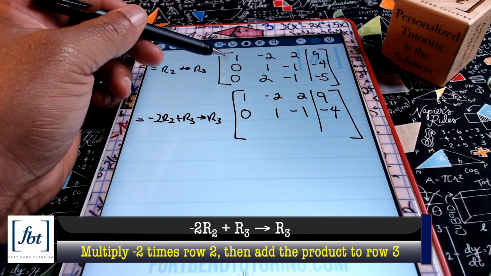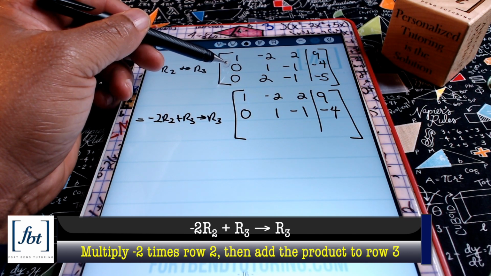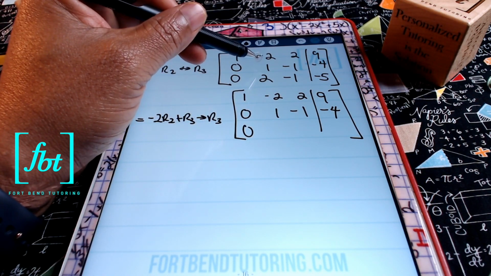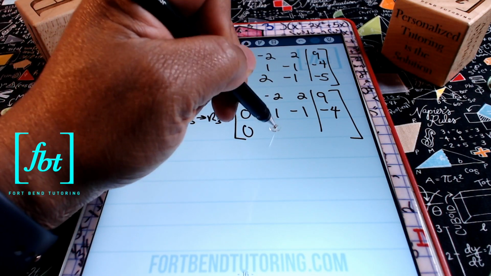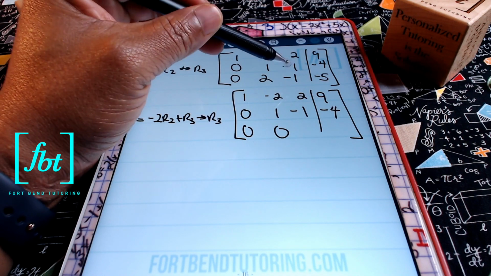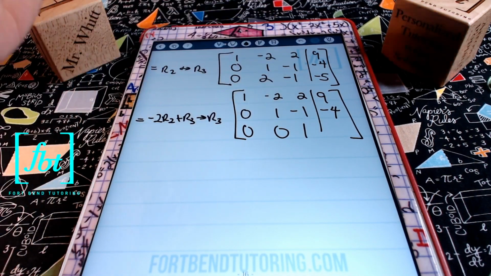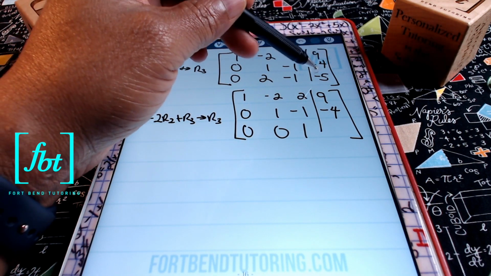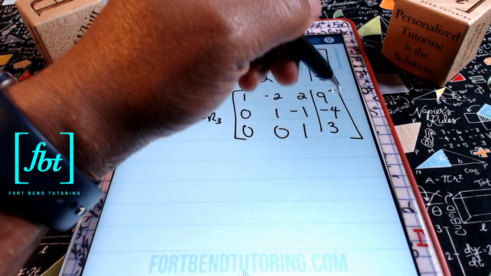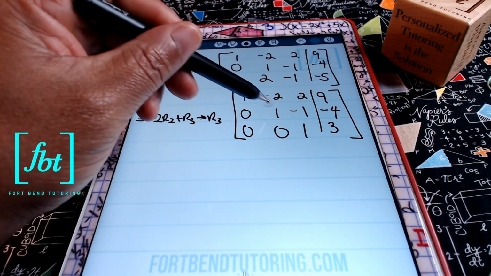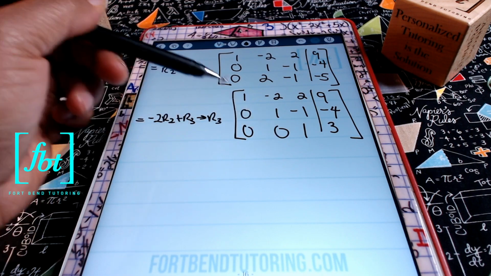And then for that third row, I'm going to be multiplying the second row by -2, adding it to the third row. So I'll have -2 times 0 to give me 0, and 0 plus 0 is 0. -2 times 1 is -2. -2 plus 2 gives me 0. And then -2 times -1 is +2. +2 and -1 combine to give me +1. And then finally, -2 times -4 is +8. 8 and -5 combine to give me +3. And now we have our matrix in row echelon form. Notice how my main diagonal is all ones and I have zeros underneath that main diagonal.